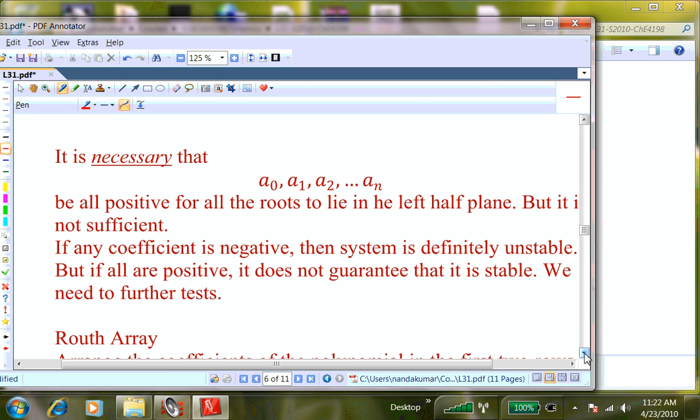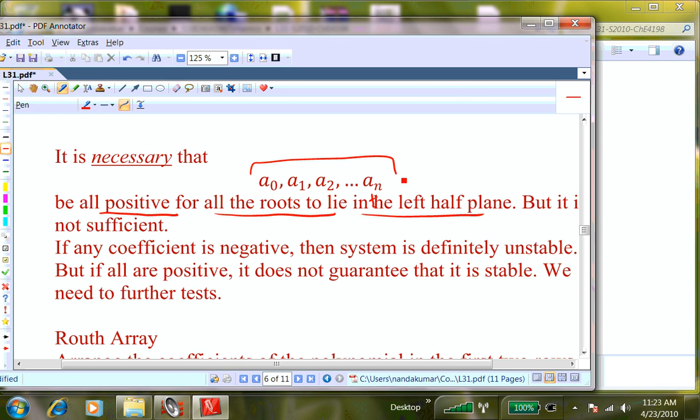The first necessary condition for the root test to apply is that all these coefficients, a0, a1, a2, an, must be positive. If any one of the polynomial coefficients is negative, immediately you know that there is at least one root that's on the right-hand side. Okay? So the first statement is that it is necessary that all these be positive for all the roots to lie in the left-hand plane. It's necessary, but it is not sufficient.